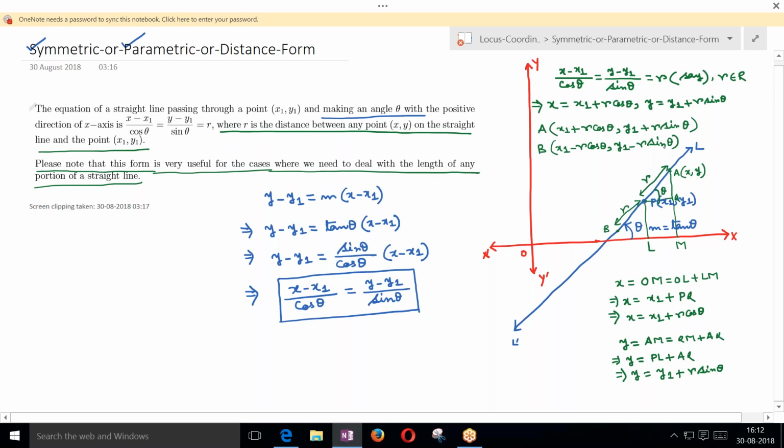Okay, remember this one. This is a very, very important one. Generally it doesn't come in the board examination, but as I said in the beginning of this topic, this is very important for JEE Main and JEE Advanced. So let us solve the problem together to realize how we can apply this concept.